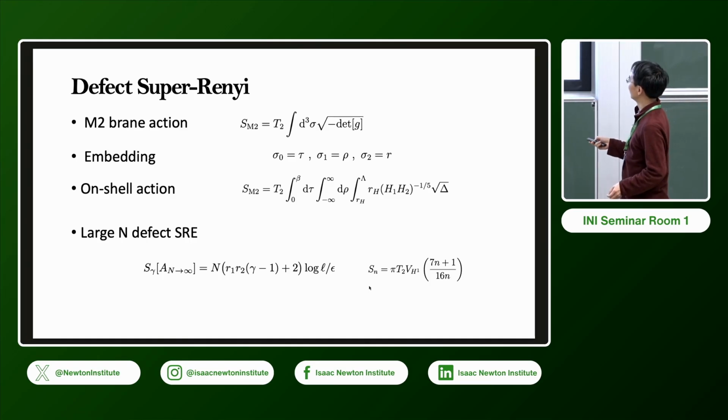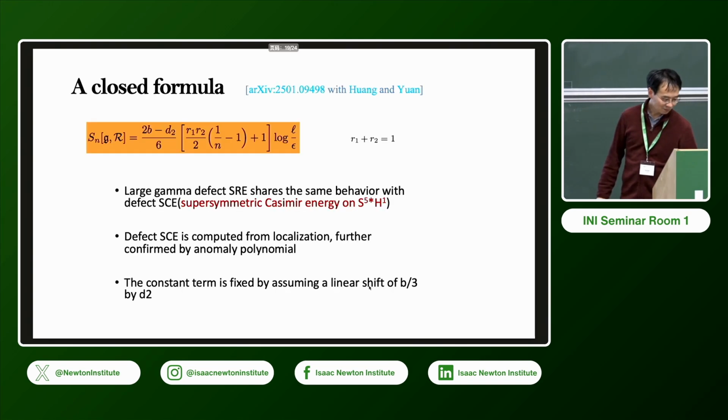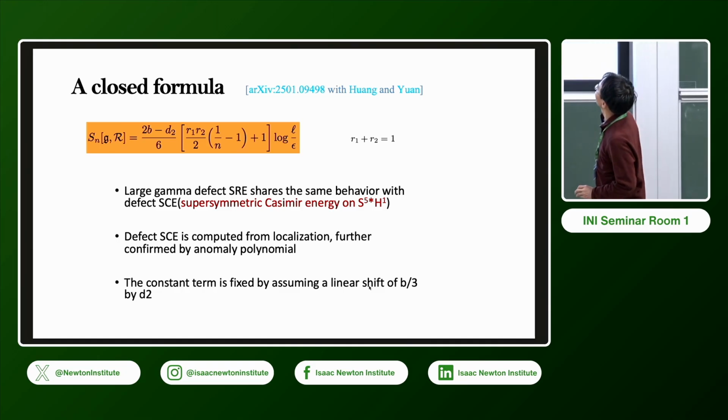If you put them equal, which means R1 equals R2 equals one half, then you get this result. Okay, is that formula clear?